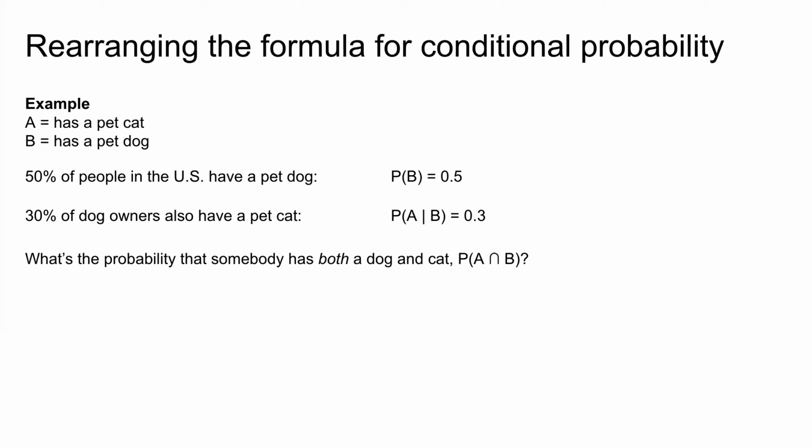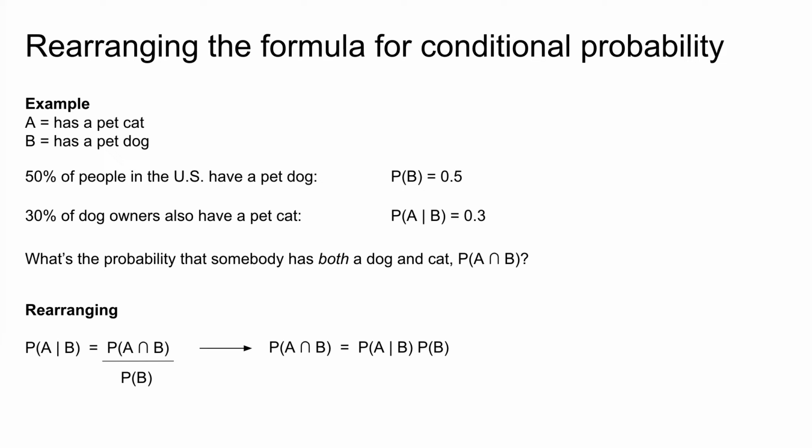Now, we actually are in luck here. Notice that we can rearrange the formula for the conditional probability of A given B, which we know, to solve for the unknown probability of the intersection. Specifically, the probability of the intersection of A and B is the product of the conditional probability of A given B and the unconditional probability of B. Plugging in our given information across the US, 30% of dog owners have a cat, and 50% of people are dog owners. Thus, 30% of 50%, or 15% of people, have both a dog and a cat.